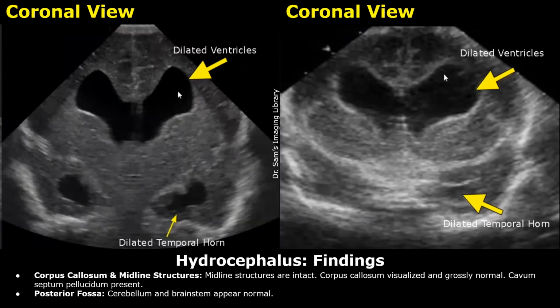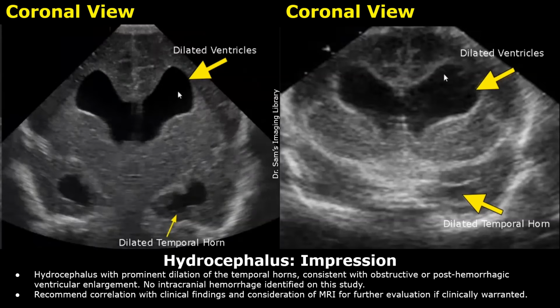Corpus callosum and midline structures. Midline structures are intact. Corpus callosum visualized and grossly normal. Cavum septum pellucidum present. Posterior fossa, cerebellum and brainstem appear normal. This is the impression. Hydrocephalus with prominent dilation of the temporal horns, consistent with obstructive or post-hemorrhagic ventricular enlargement. No intracranial hemorrhage identified on this study. Recommend correlation with clinical findings and consideration of MRI for further evaluation if clinically warranted.